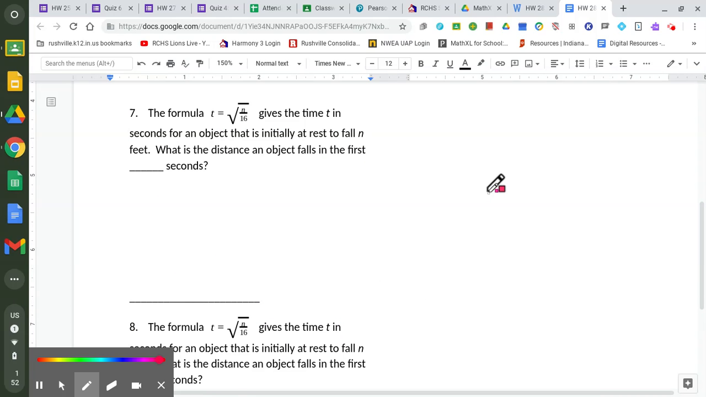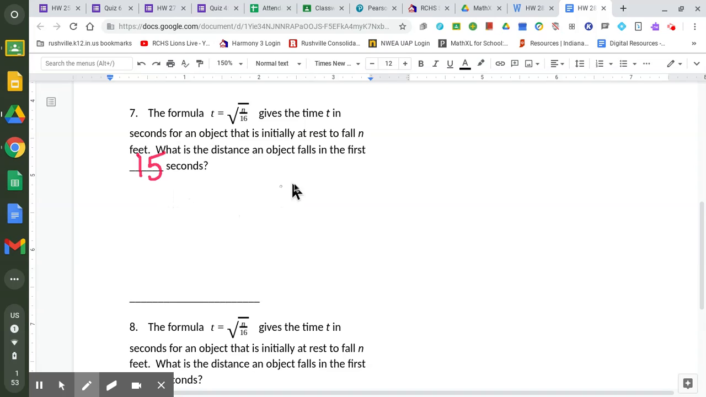Okay, the last two are story problems. The formula t equals square root of n over 16 gives the time t in seconds for an object that is initially at rest to fall n feet. What is the distance an object falls in the first, and we'll go with 15 seconds?